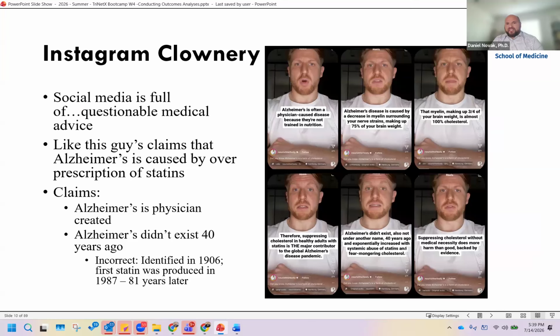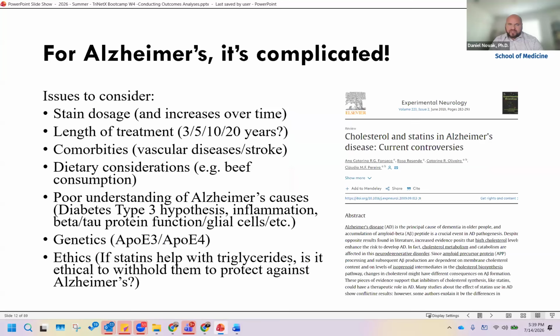However, this is Instagram clownery. So please, be on the lookout for things that are falsifiable like this. As I said before, in past versions for Alzheimer's, it's really complicated, right? Statin dosage, length of treatment, comorbidities, dietary considerations, poor understanding of Alzheimer's underlying causes, right? Whether it's type 3 diabetes, like caused by persistent inflammation in different cells, could be part of it, all sorts of stuff like that. And there's genetic issues as well. And again, as I pointed out in the past, ethical issues.